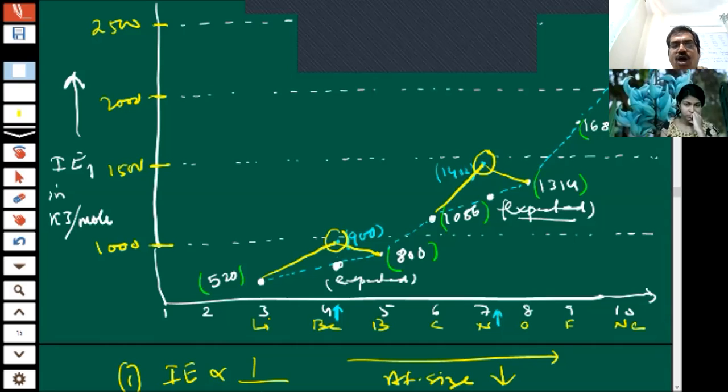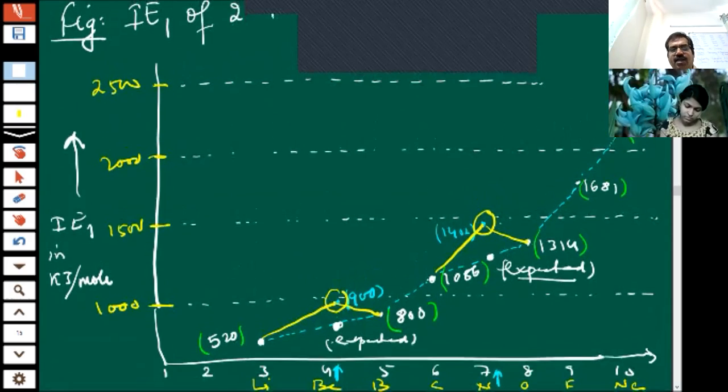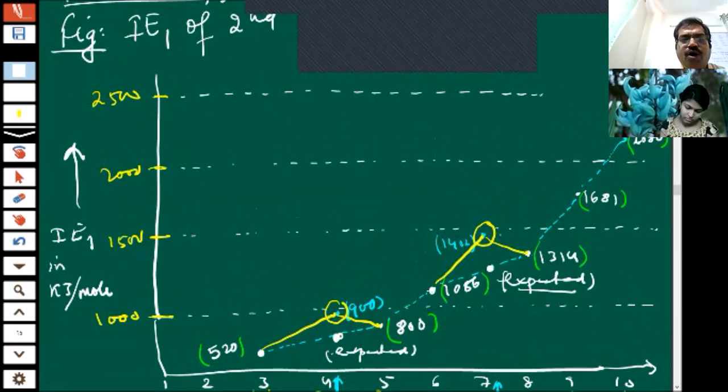The problem is not in lithium and boron. The problem is not in carbon and oxygen. The problem is due to, in this case, beryllium, and in this case, nitrogen, children. So now we have to assign a proper reason. So where should I write the reason? See, I am writing the reason for beryllium here.